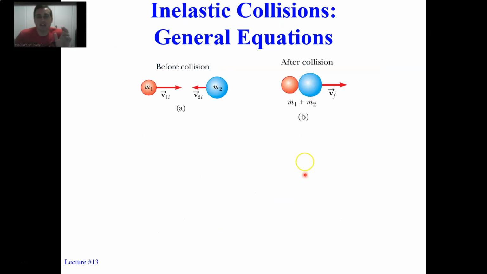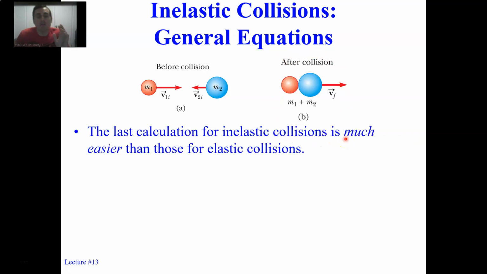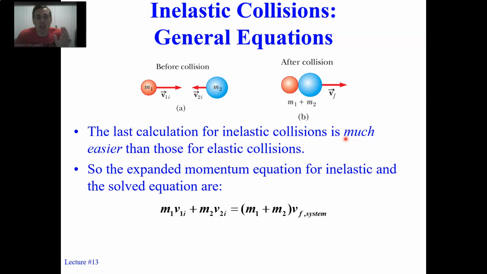So with inelastic collisions, there's one system after the collisions. So the general equation is going to be much easier than elastic, and it's going to look like this for two objects. M1 V1 initial plus M2 V2 initial equals M1 plus M2 times V final of the system. Why V final of the system? Because both objects move with the same velocity after combining.